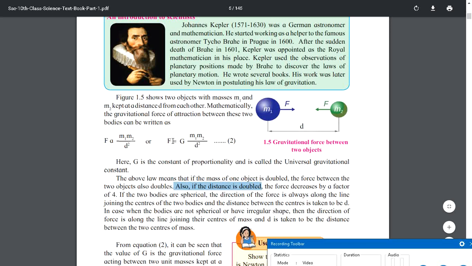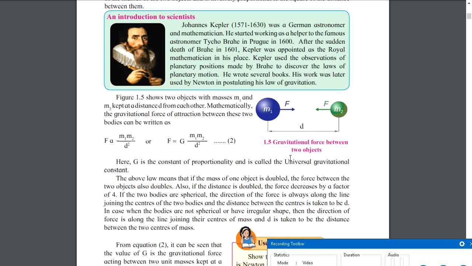So the actual value of F is this, and if you double the distance, it will become F by 4. Now, if two bodies are spherical, the force is always along the line joining the centers of the two bodies. What could be the center of this spherical body? The center will be somewhere near the middle of the sphere. So it is saying that the force will be along the direction where the center lies.